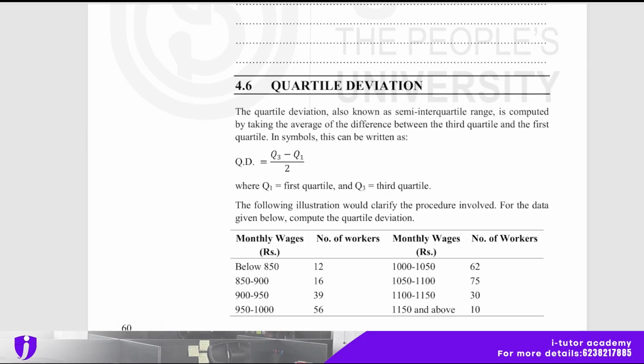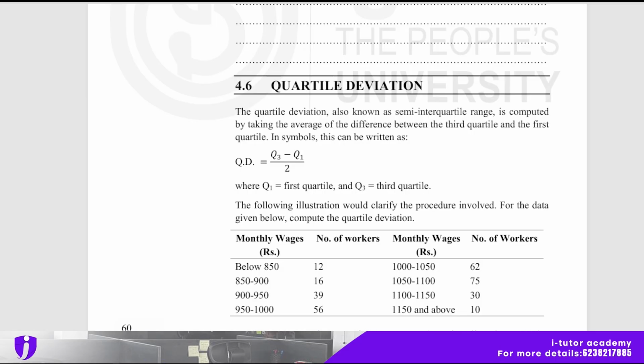So activity based on this, activity A, activity B is here, so you just go through it and try to do that. And the next is quartile deviation. The quartile deviation, also known as semi-interquartile range, is computed by taking the average of the difference between the third quartile and the first quartile. This can be written as QD equals Q3 minus Q1 divided by 2.